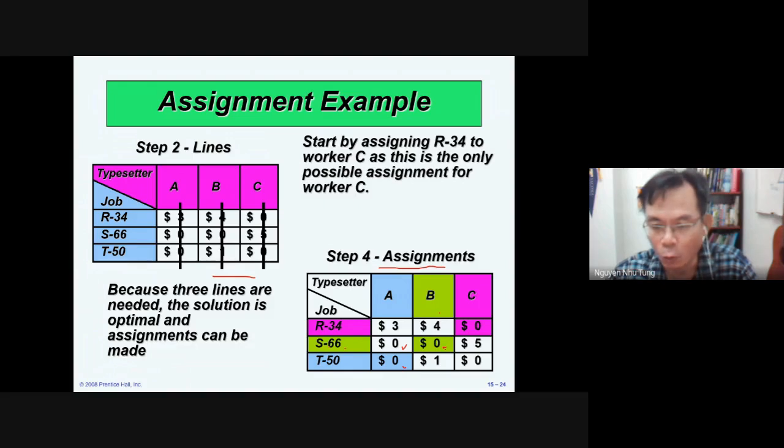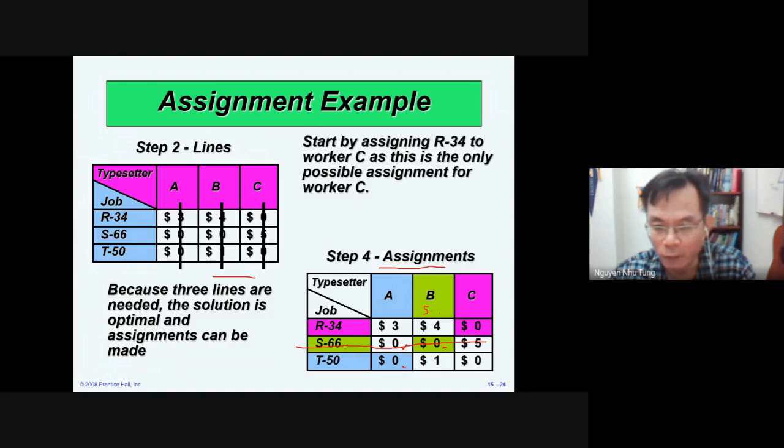When a job has already been assigned, you can eliminate that job. So two jobs remain, R34 and T50. Now you go back to A. The remaining job is T50, so it means that A can now do T50.